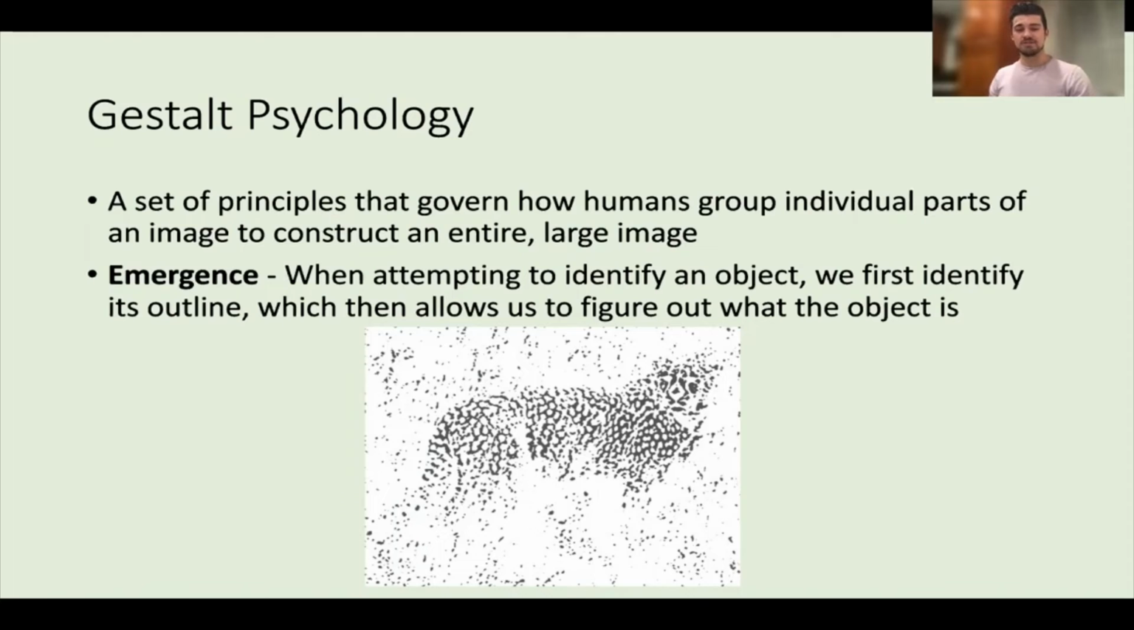So emergence is the first one we're going to talk about, the first principle. In attempting to identify an object, we first identify its outline, which then allows us to figure out what the object is.